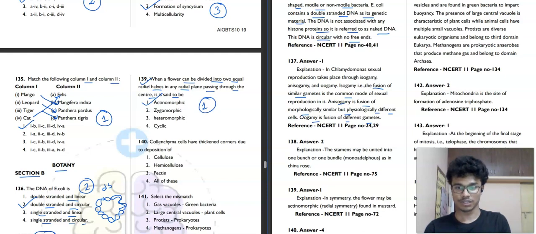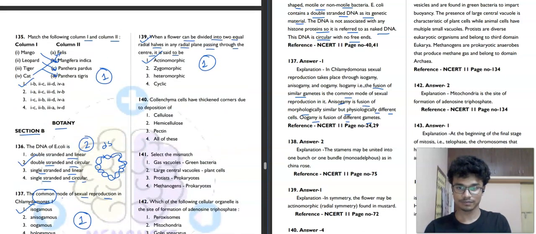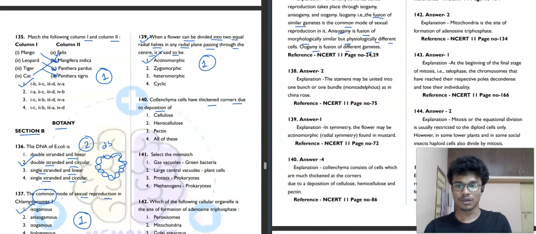Moving towards the next question, that is 140. Parenchyma cells have thickened corners due to deposition of cellulose, hemicellulose, pectin, or all of these. So parenchyma have cellulose, hemicellulose as well as pectin. So the fourth option will be our correct answer for this question. Because of the deposition of cellulose, hemicellulose, and pectin, they have thickened corners.